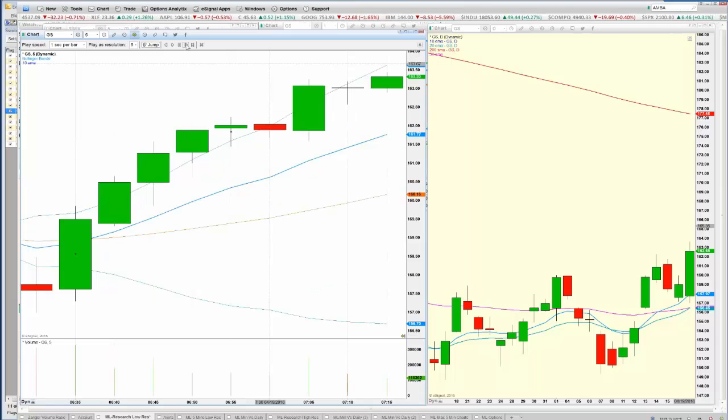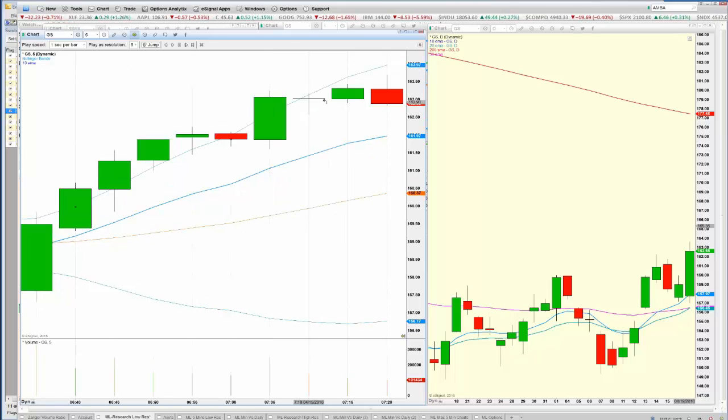It's trying. Still in the trade. I want to see it push above the upper band, and it doesn't. When it turns bearish engulfing, this is an exit.